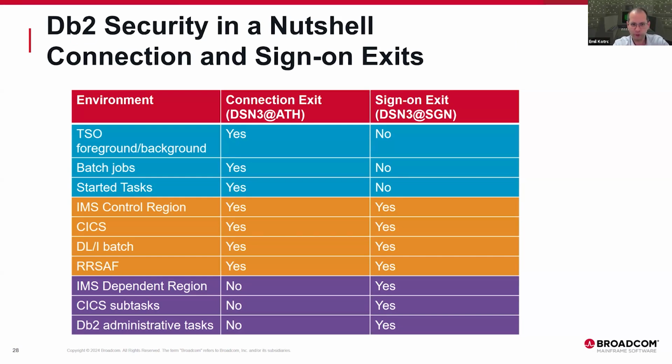So I have the 3 groups here, basically. Connection exit applies to the first and the second group. Sign-on exit applies to the second and the third group. So it depends on the type of your workload applications you are using, which of these exits apply to your environment. So sometimes people also don't understand what applies when and what's in use. So hopefully this chart or this table will help you.